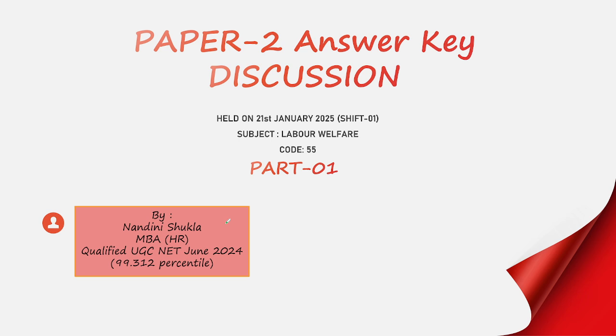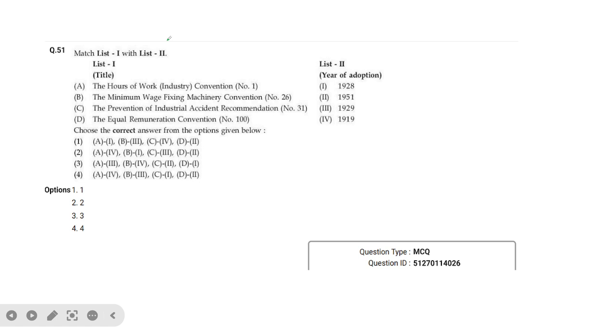So, in today's class, we will discuss the answer key which was released on Friday, that was 31st of January. This is part 1 of today's class. We will discuss the paper 2 answer key, subject Labor Welfare, subject code 55. Starting with the first question: match the following, list 1 with list 2, title and the year of adoption.